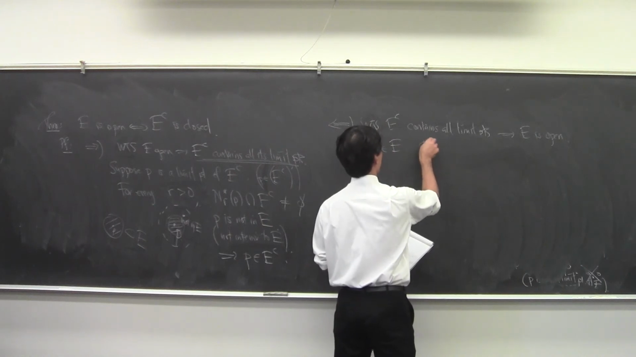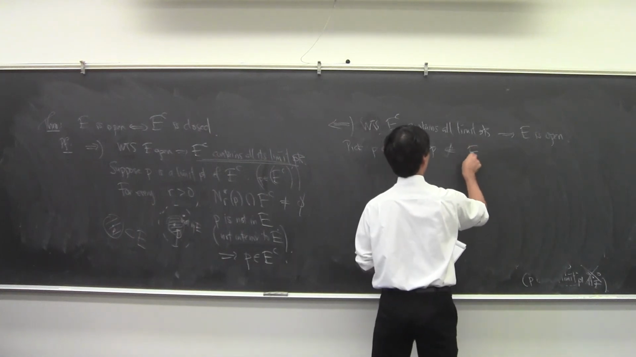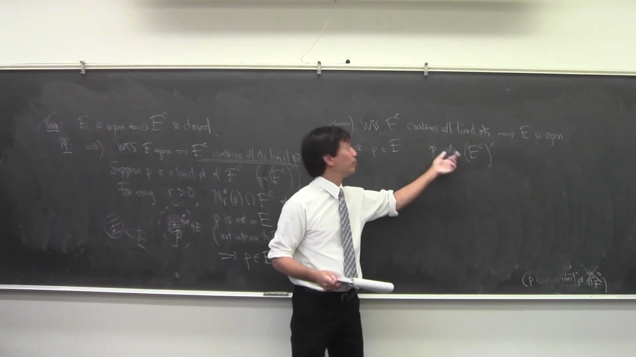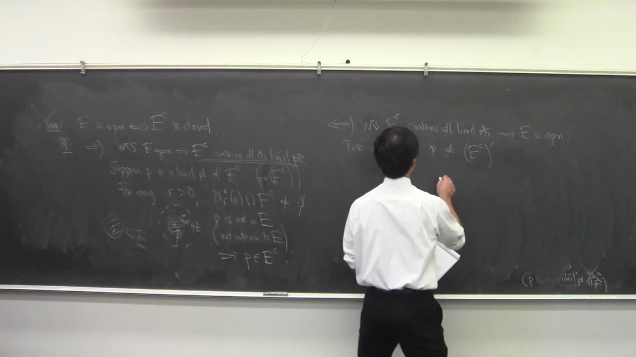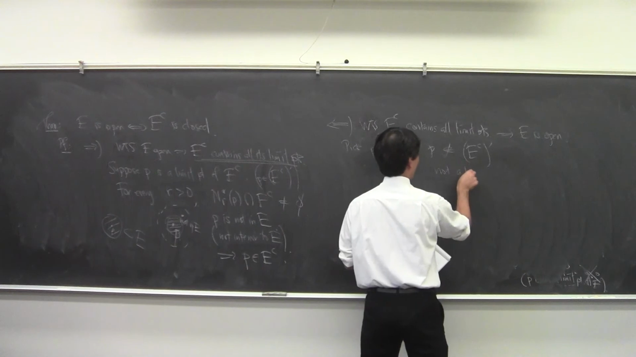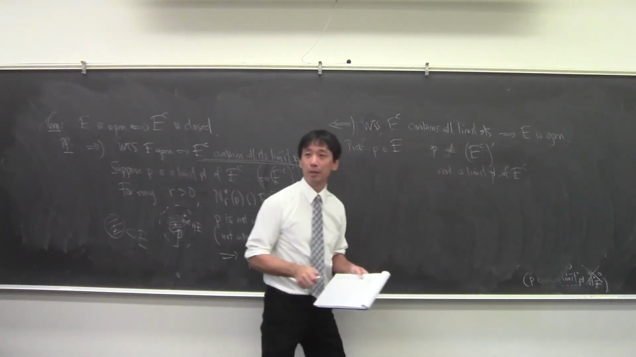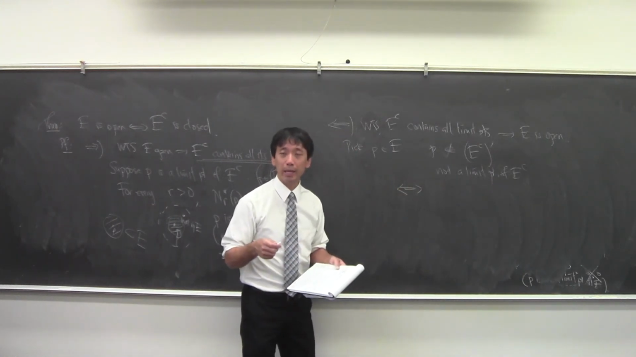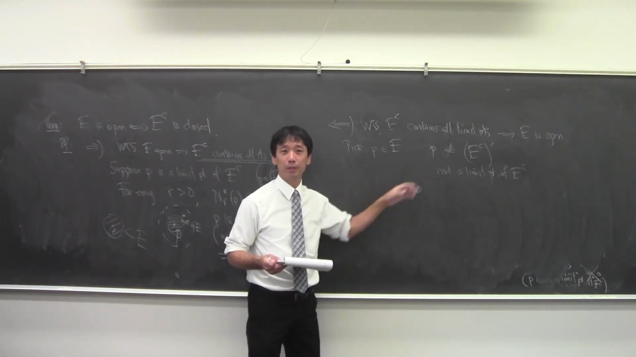P is not a limit point of E complement, because E complement contains all its limit points. Well, if it's not a limit point of E complement, what does that mean? This is just definition chasing. That means that there's some punctured neighborhood that doesn't intersect E complement.